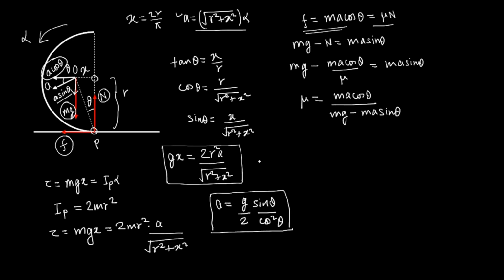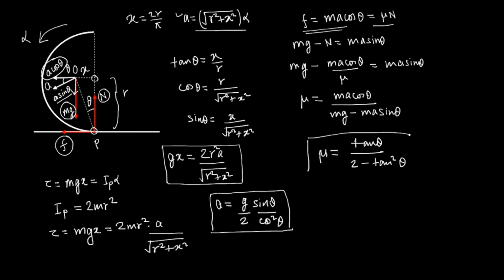Now you put all the values. You see a and g are related, so you put this equation in place of a, and you will very easily get mu is equal to tan theta upon 2 minus tan square theta. M and m will cancel and everything will cancel. So this is the final equation you will get for mu.